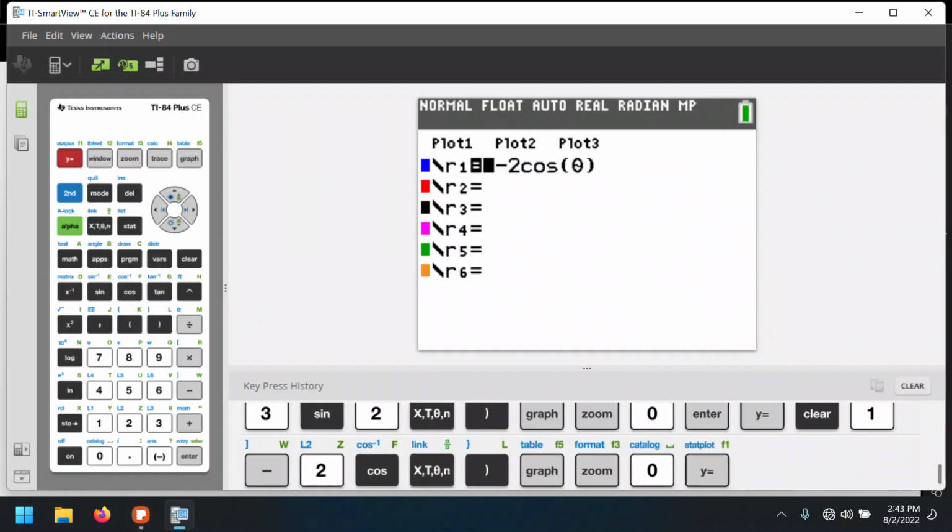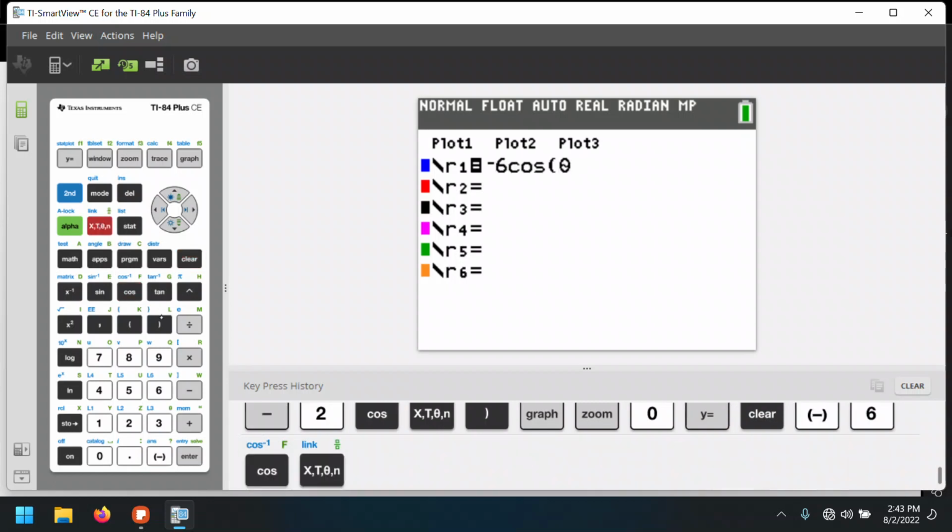Okay? Well, so number 1, let's do the graphs of this again, so we can get an idea of what we are going to obtain. So this is negative 6 cosine theta, and the other one is 2 minus 2 cosine theta.